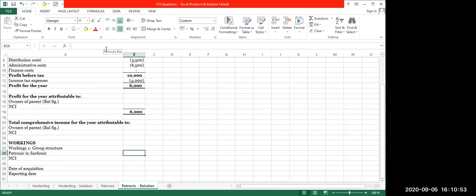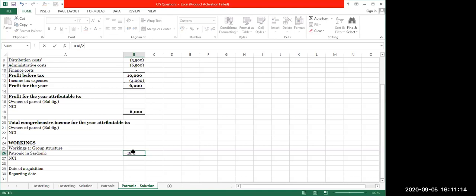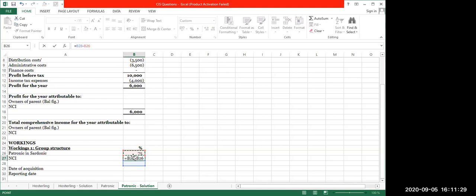What is the stake? 18 million out of 24 million. So we can just say 18 divided by 24 times 100. That will give us the percentage. So it's 75%. Lo and behold, there is control. Once it is above 50%, there is control. So it means that the remaining 25% is NCI.